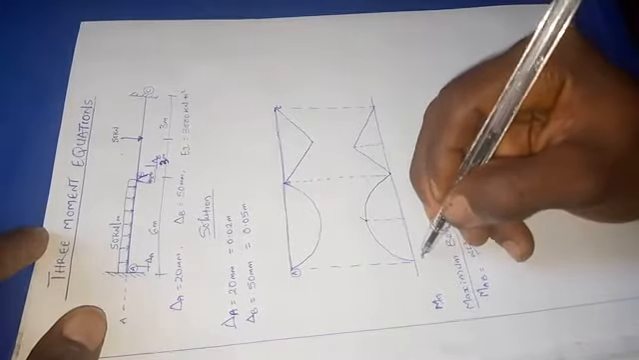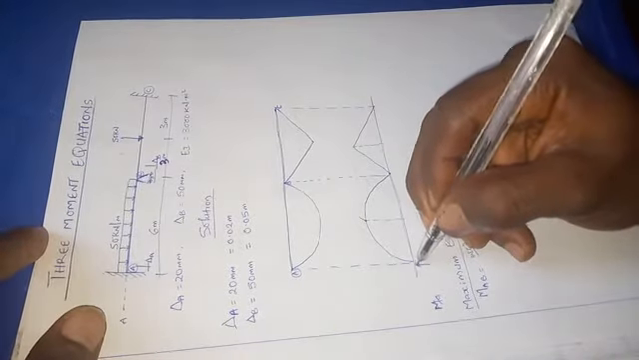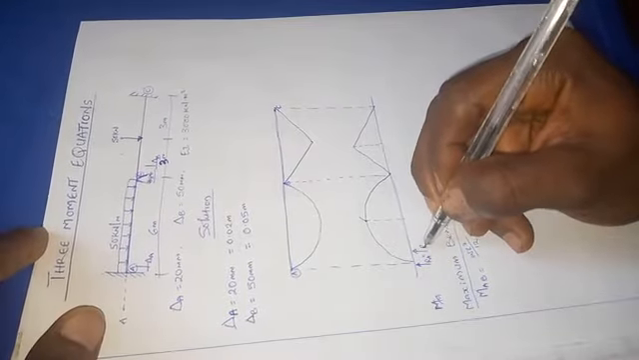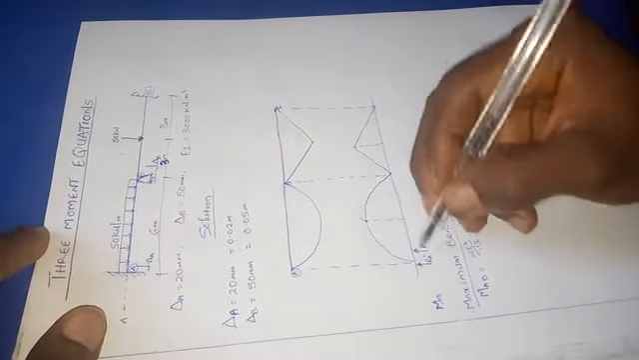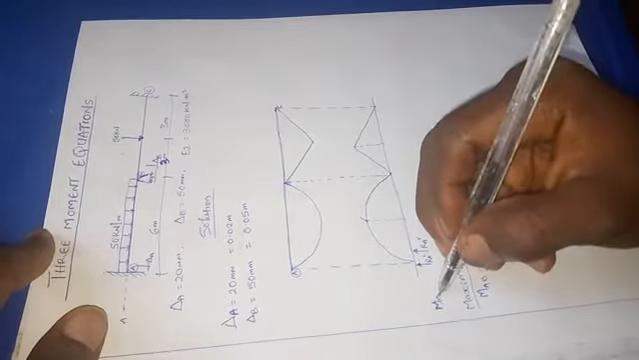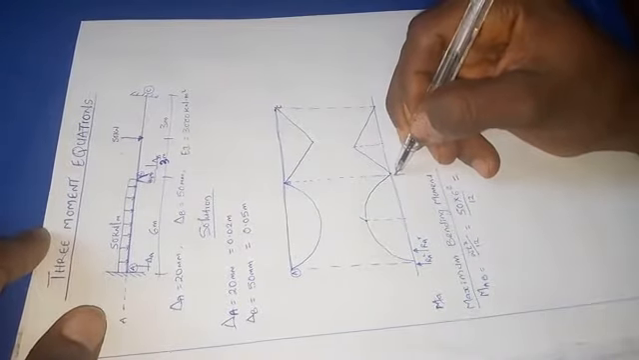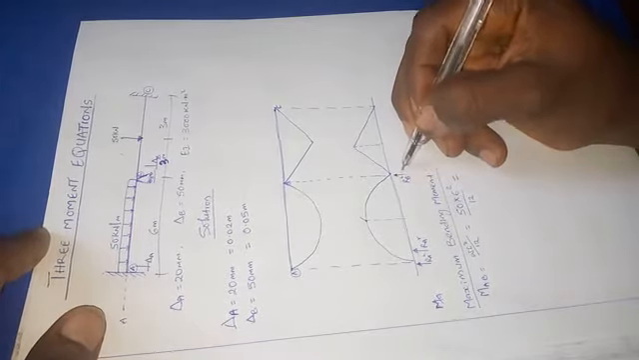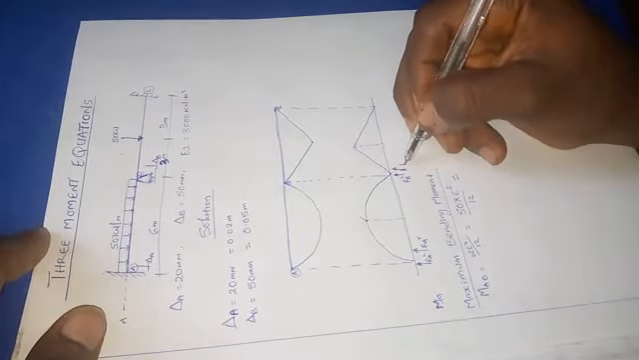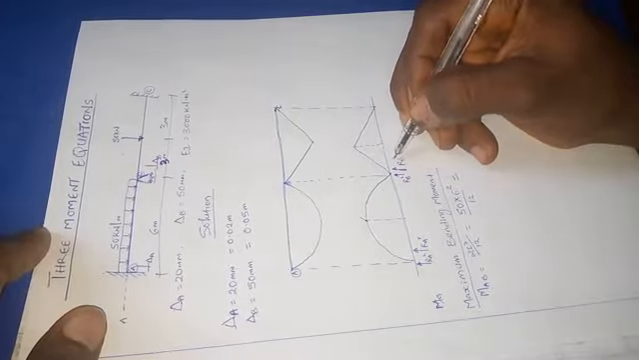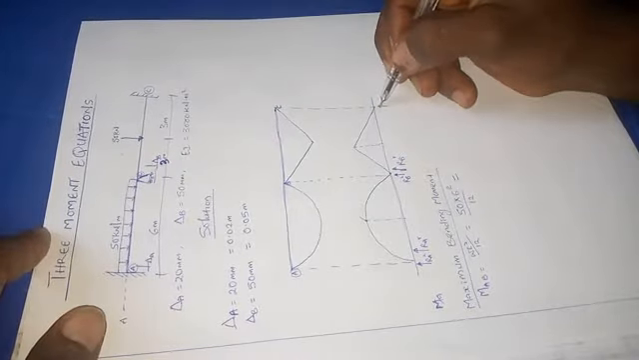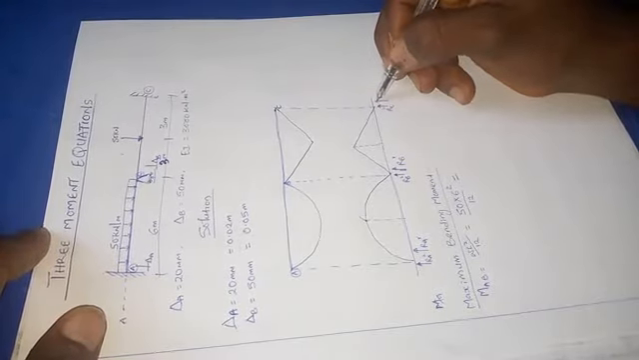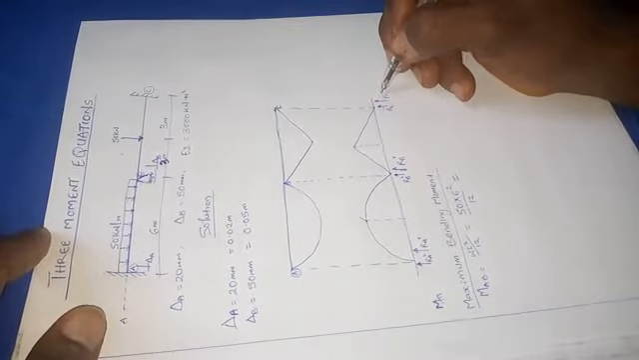And for here, I'll be having my reaction at A left, and I'll be having my reaction at A right. This is the right hand side of A, and this is the left hand side of A. The same way here, at the left hand side of B, I'll be having my reaction at B left, and at the right hand side of B, I'll be having my reaction at B right. And here, I'll be having my reaction at C left, and my reaction at C right.